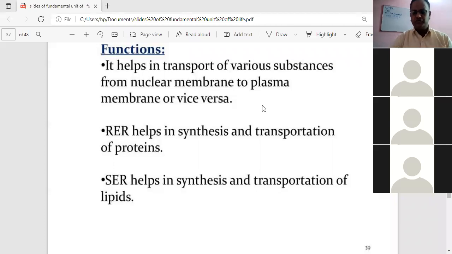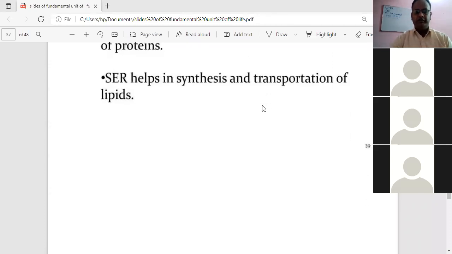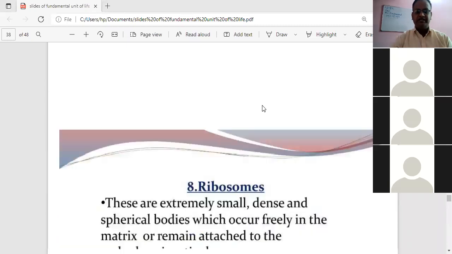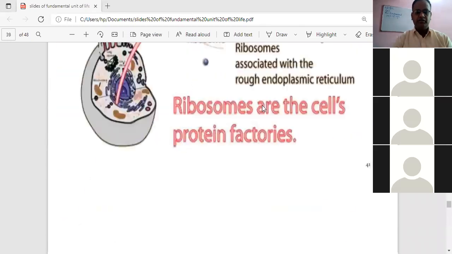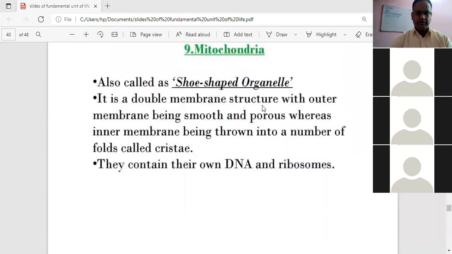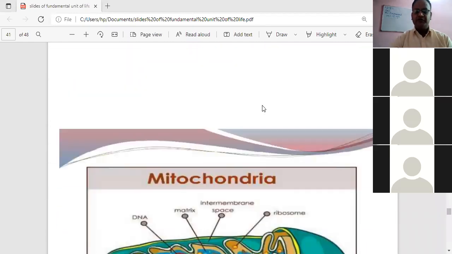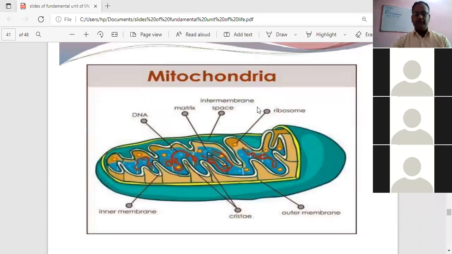Okay. And now, students, we will be going to the next cell organelle, that is the mitochondria. Now, this is one of the very important cell organelles, because it is the powerhouse of the cell. And why is it called the powerhouse of the cell? Because it is producing or providing energy in the form of ATP. And that is why the mitochondria is called the powerhouse of the cell.